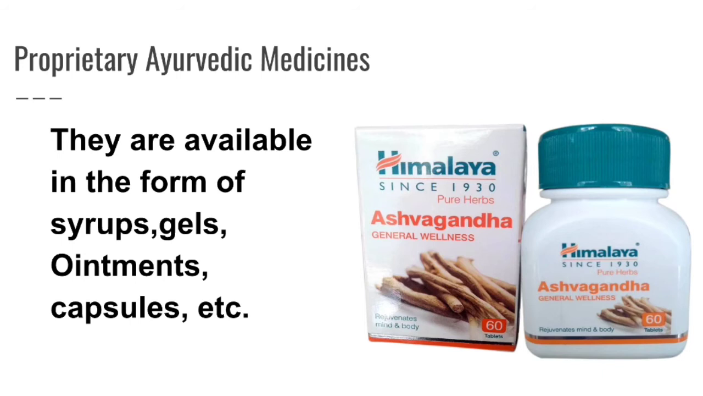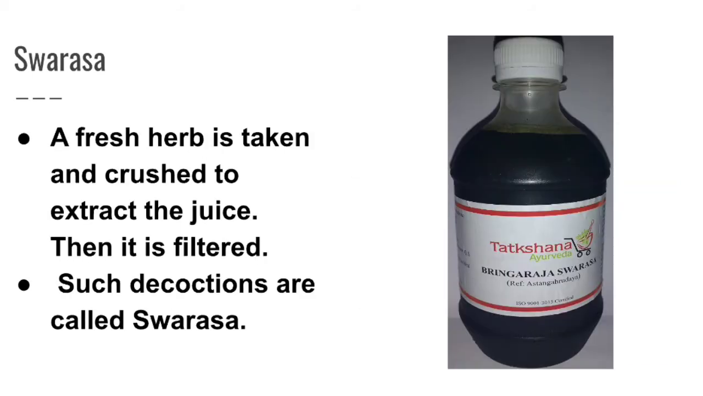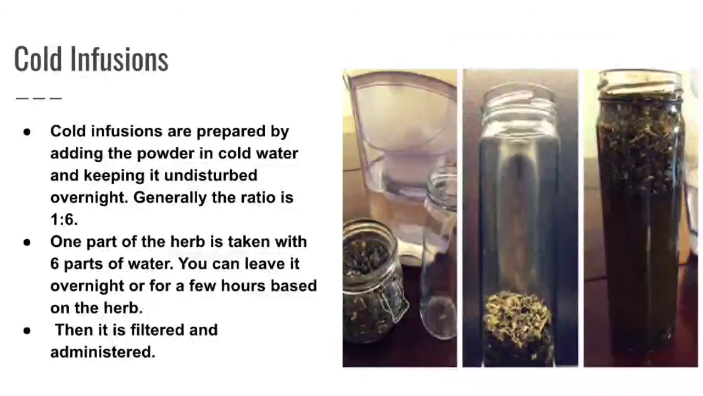As I told you, nowadays there are proprietary Ayurvedic medicines, even Ayurvedic cough syrups available. They are available in forms of gels, ointments, capsules, etc. Next we are seeing Swarasa. Swarasa is where a fresh herb is taken and crushed and the juice is extracted. Then it is filtered. This decoction is called Swarasa.